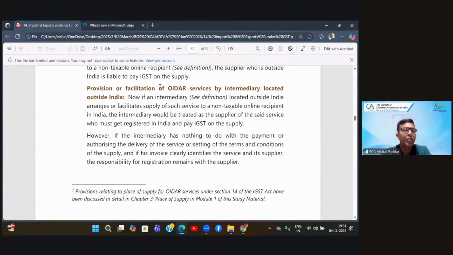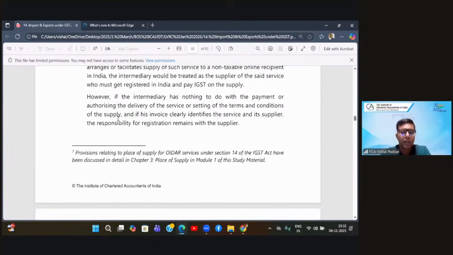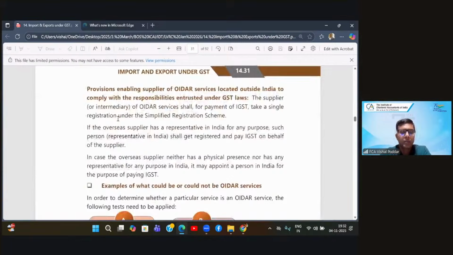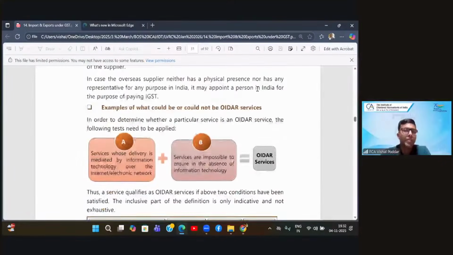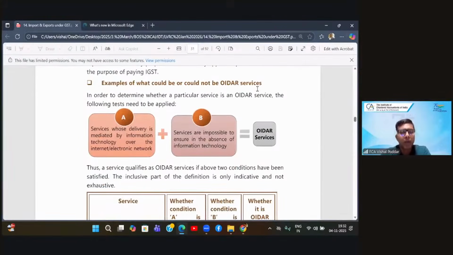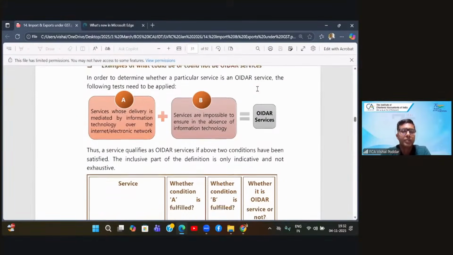Next, provision or facilitation of online services, where this is provided by an intermediary located outside India. Now, the online service supplier, who is the supplier outside India, is required to make all the compliances where the supplier is supplying to a NTOR, that is a non-taxable online recipient. In such cases, all compliances have to be done by the supplier, either by himself or by appointing a person.